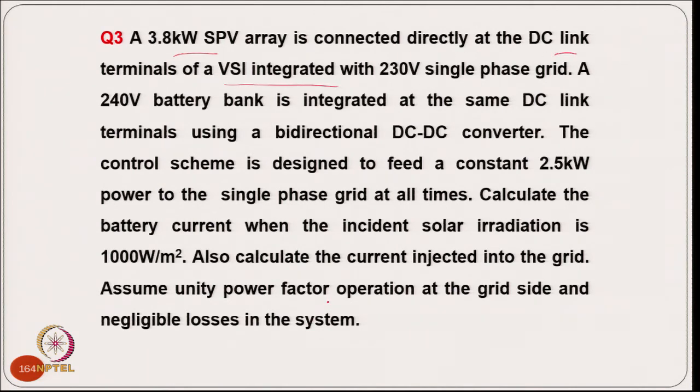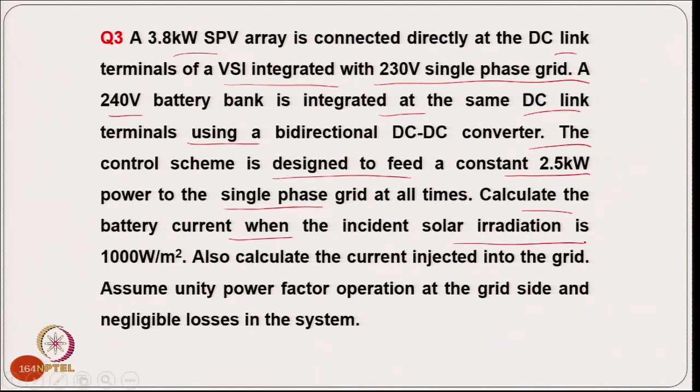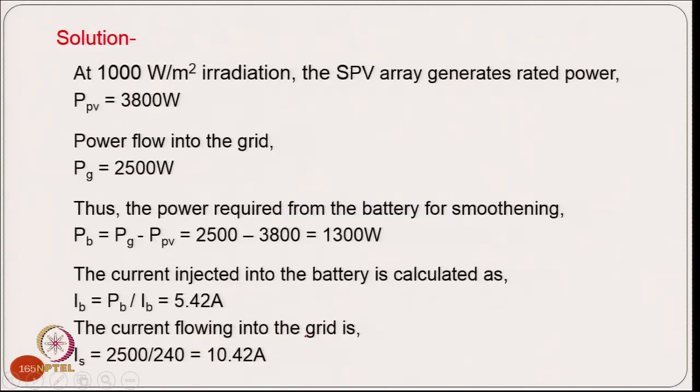Coming to example 3, a 3.8 kilowatt solar PV array is connected directly at the DC link terminals of the voltage source inverter integrated with 230 volt single phase grid, and a 240 volt battery bank is integrated at the same DC link terminals using the bidirectional DC-DC converter, and the control scheme is designed to feed a constant 2.5 kilowatt power to single phase grid at all time. Calculate the battery current when the incident solar irradiation is 1000 watt per meter square. Also calculate the current injected to the grid, assuming unity power factor operation at the grid side and negligible losses. So, coming to the solution part of it, it is 1000 watt per meter square.